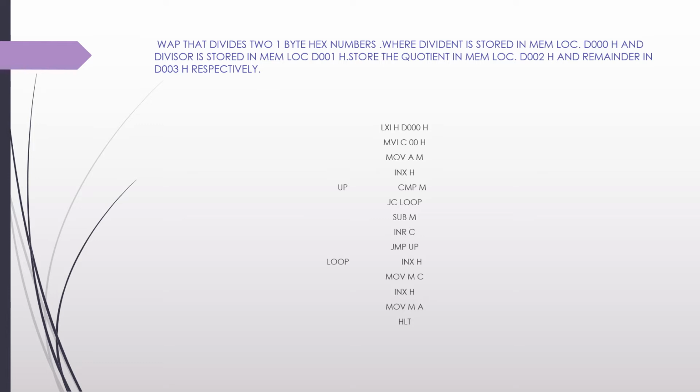processing. Okay. So here, after comparison, if the carry flag is set, meaning the accumulator is smaller than the memory, then you are going to go to the next memory location. Whatever is there in C, you store in memory, and whatever is there in the accumulator, you store in the next memory location. So there ends the matter of subtraction, or you can say there ends the matter of division.